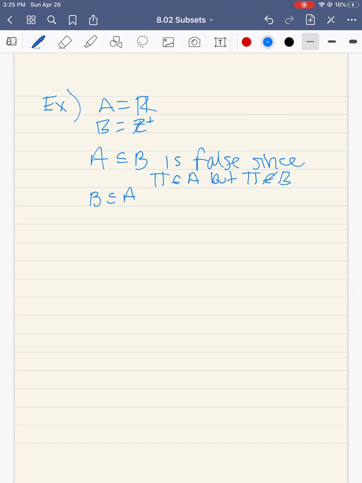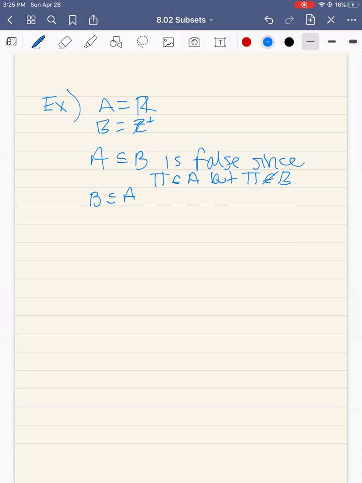So now let's look at B being a subset of A. Let's take a look at 0 here. 0 is definitely in A, that is the set of all real numbers. 0 is not in B, but we're trying to say, is B a subset of A? Well, if 0 is not in B, then it doesn't really matter if it's in A or not, so that's not going to help us out there.